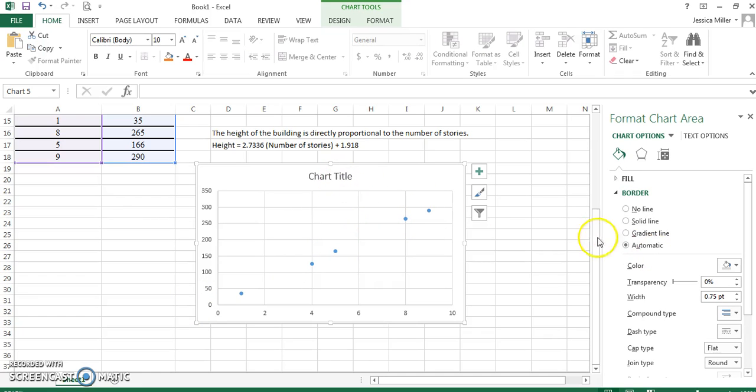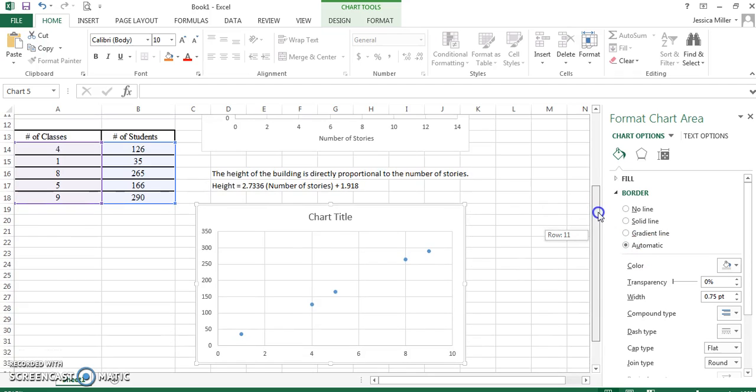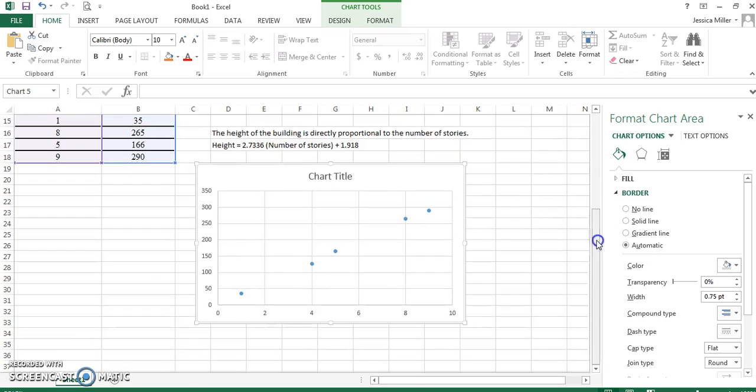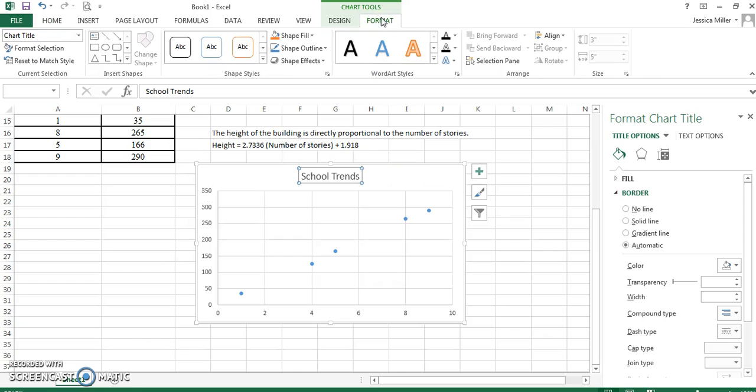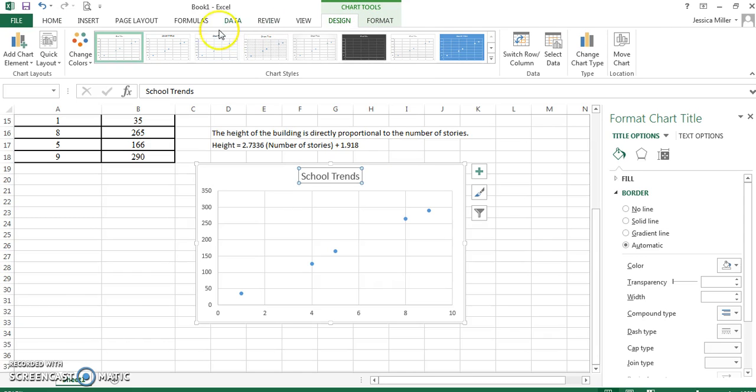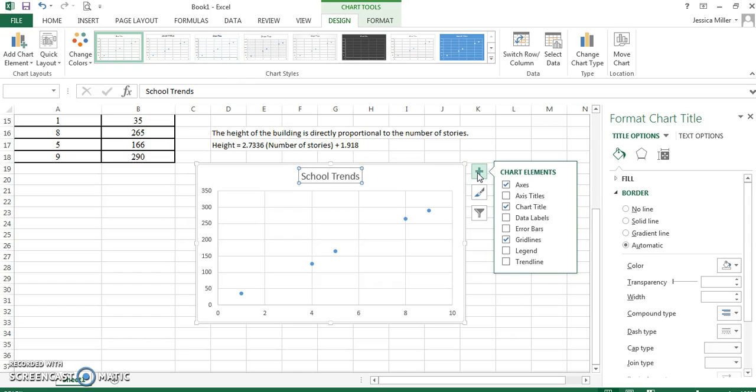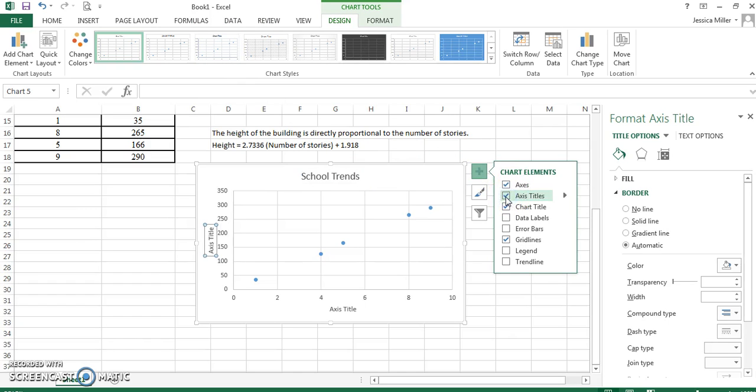Let's change our chart title. What are our variables? Number of classes offered and the number of students taking the classes. So let's just say school trends. That's what we're looking at, so I'm going to name that. To design my chart, I want to add different elements. So I need to go to this plus, and I want my axis titles. I also want a trend line.